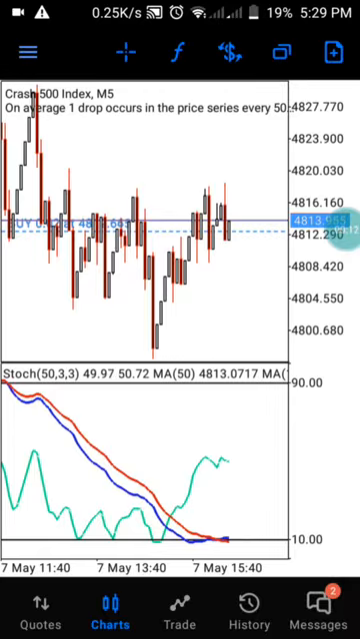Guys, in today's video I want to show you a wonderful strategy that can really help you catch different candlesticks in trading Crash 1000 and Crash 500. As you can see now, I've entered my trade, and I will show you the reason why I entered this trade.